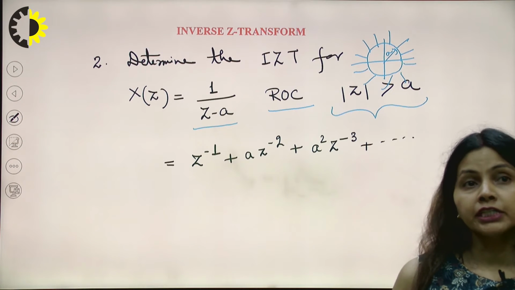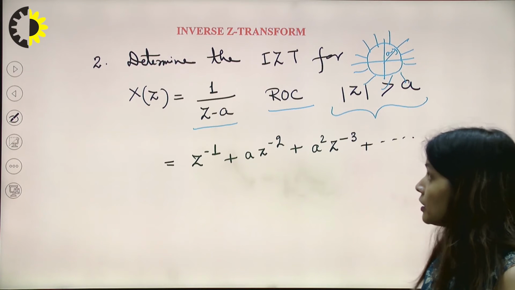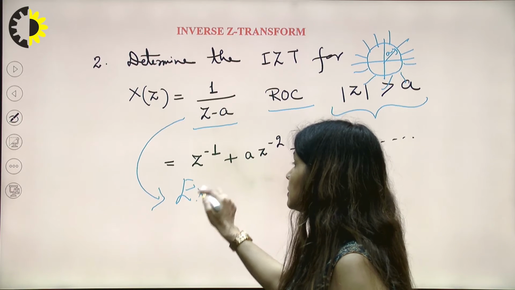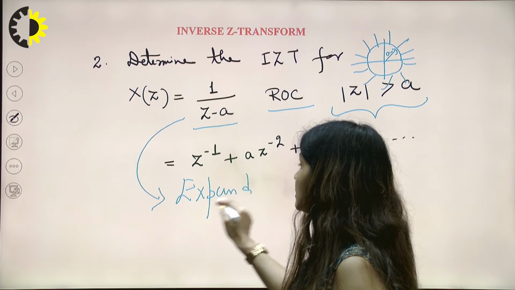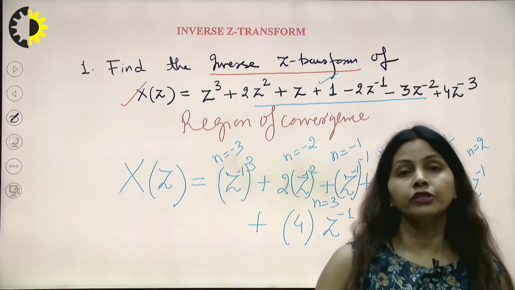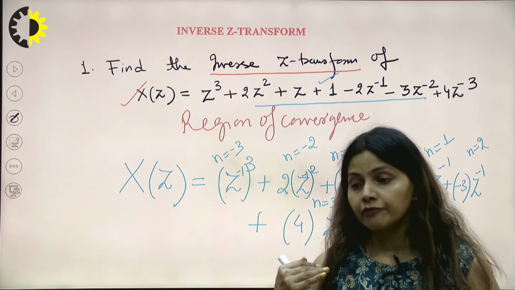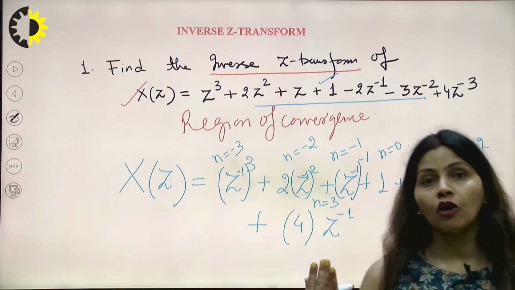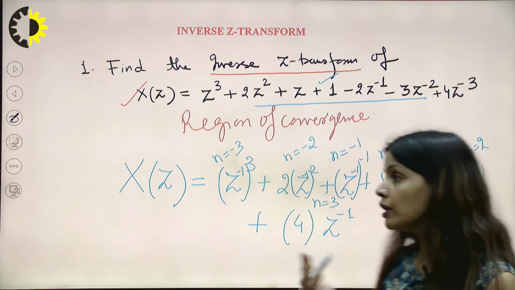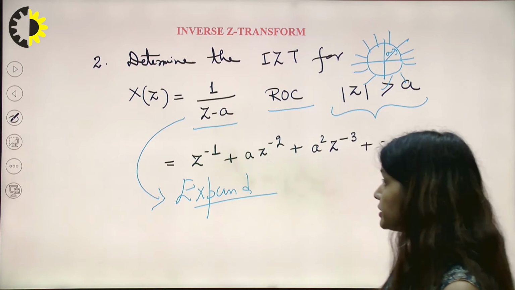So for this particular kind of problem, what is required? We need to expand. Why expand? Because I want to convert it into a form with only the numerator, with some positive powers of z and some negative powers of z. If a logarithmic function is given, we need to write the logarithmic expansion. If a normal function is given, we can write down the Taylor series. So we will expand this 1 upon z minus a.